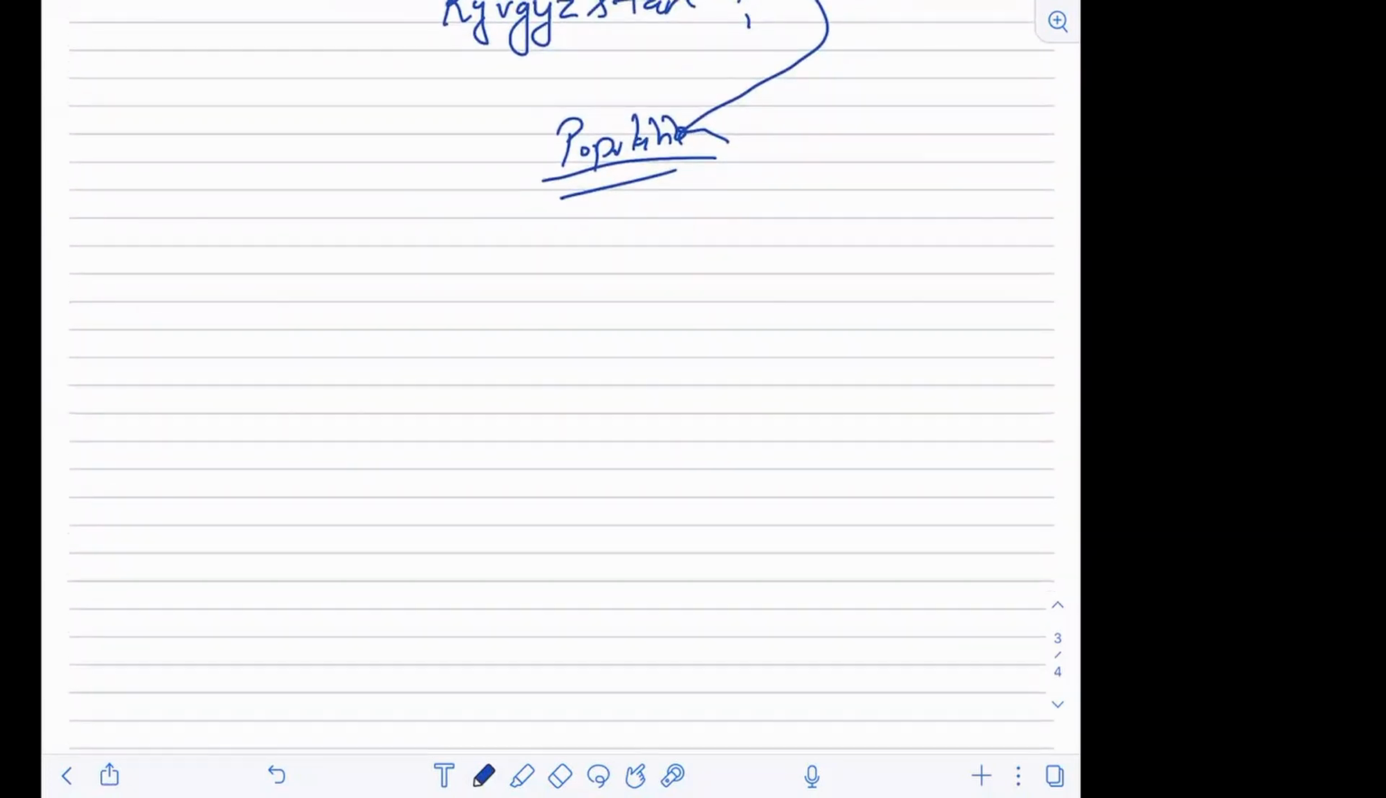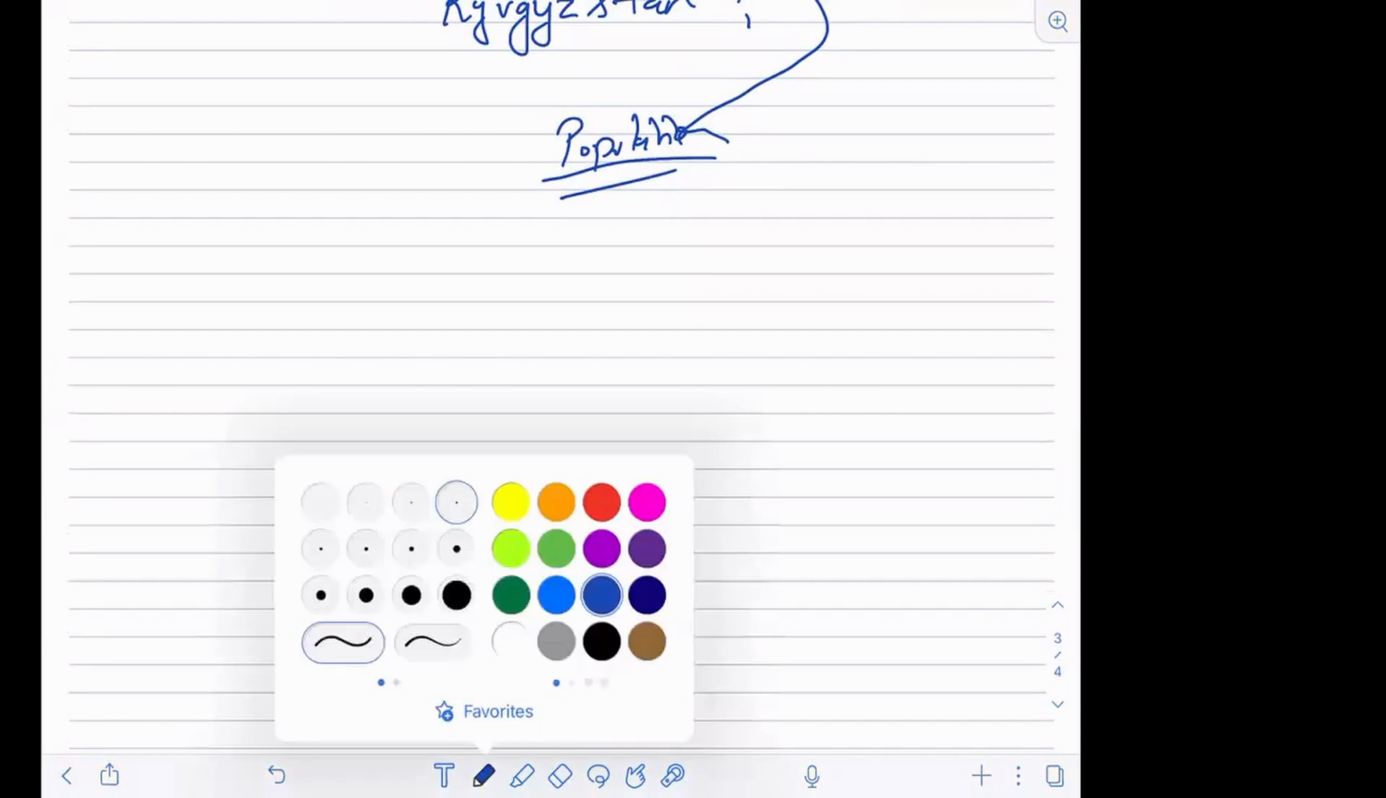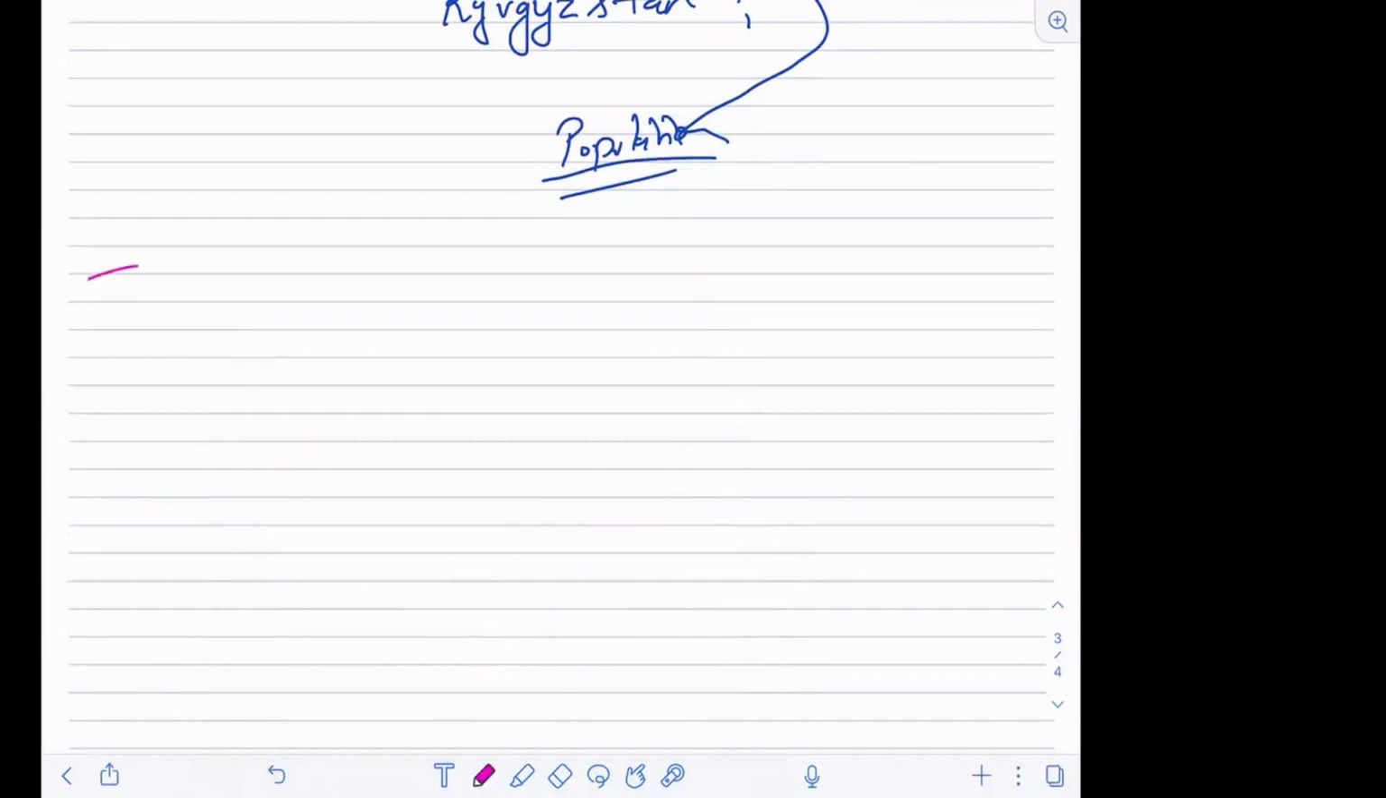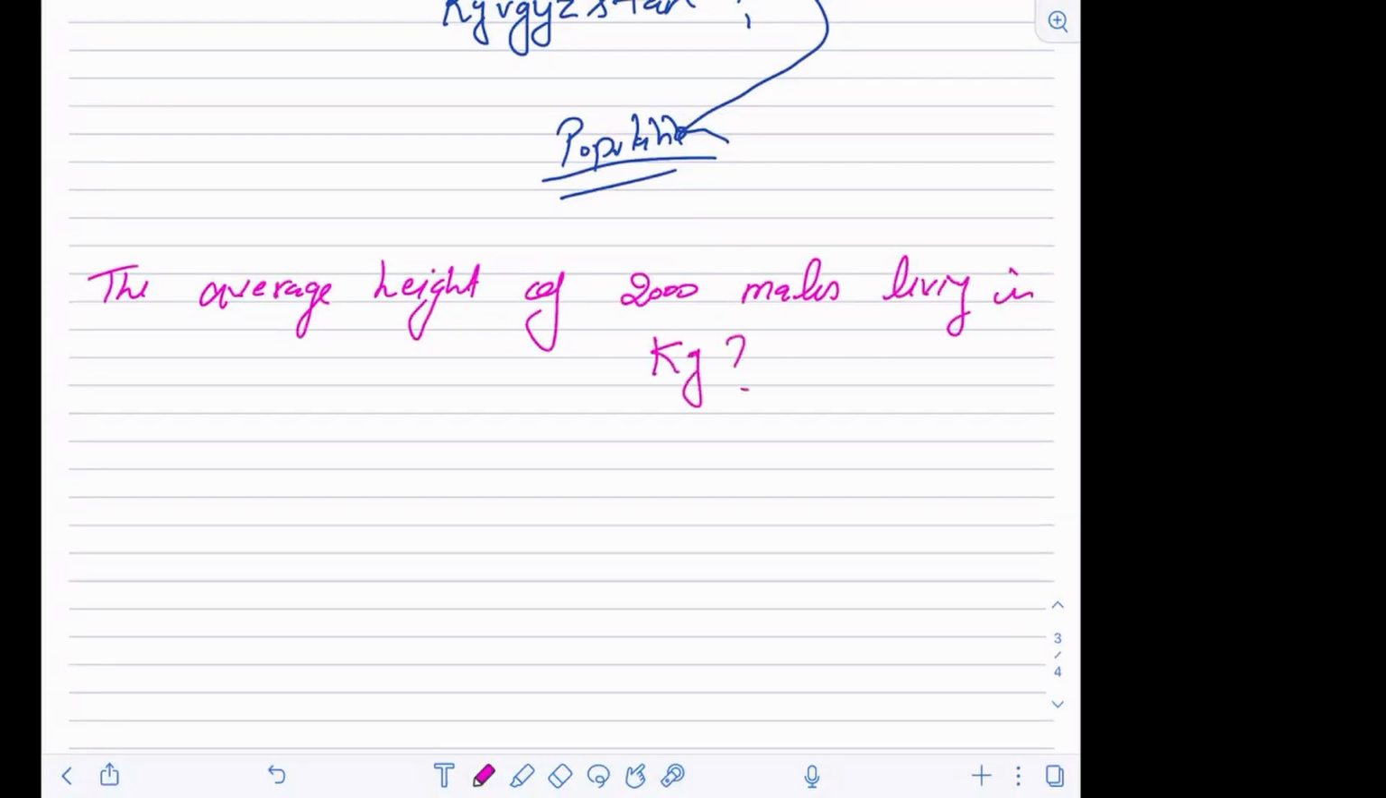Now, next question, let's say I just changed the language. The average height of 2,000 males living in Kyrgyzstan. Now, because I am talking about the 2,000 males, okay, again, draw this picture. So this refers to a sample.